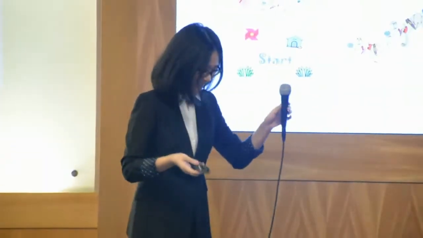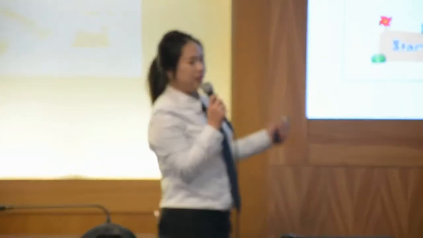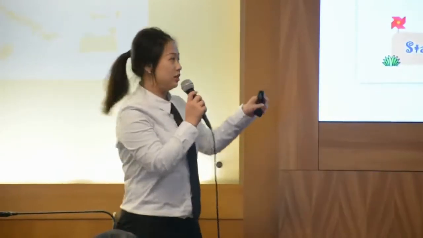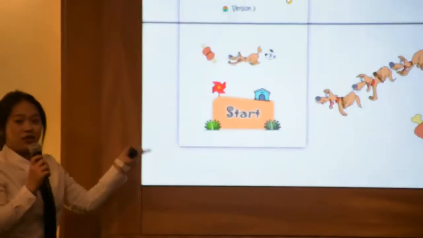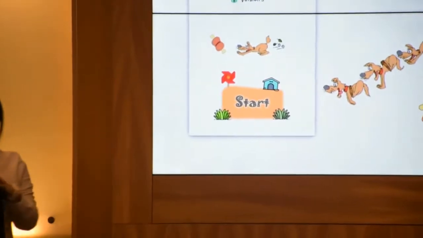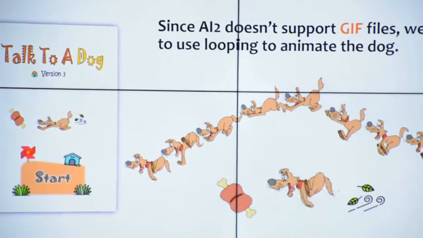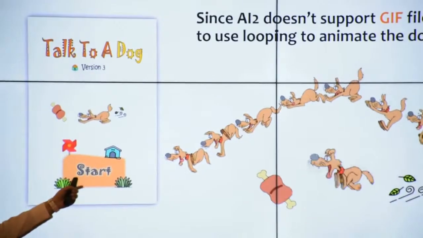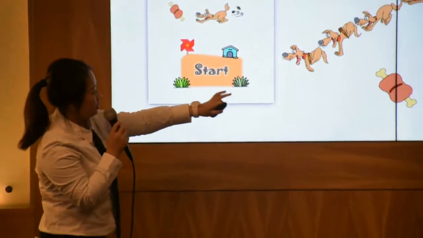And I'm Cindy. Today I'm going to talk about the animation of the dog. When you open this app, you can see there's a dog over here. And actually, the dog is running like this. And how can we make the dog run? Since AI2 doesn't support GIF files, we decided to loop the pictures. As you can see, these 9 pictures are pictures we searched from the internet, and each picture has different movements.